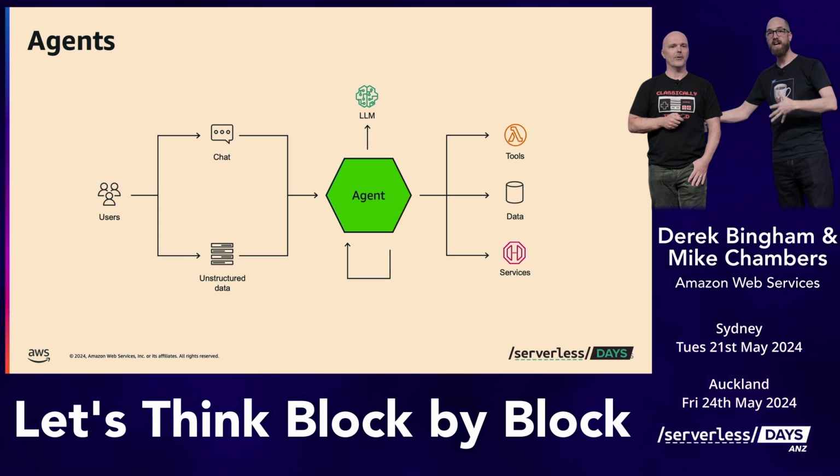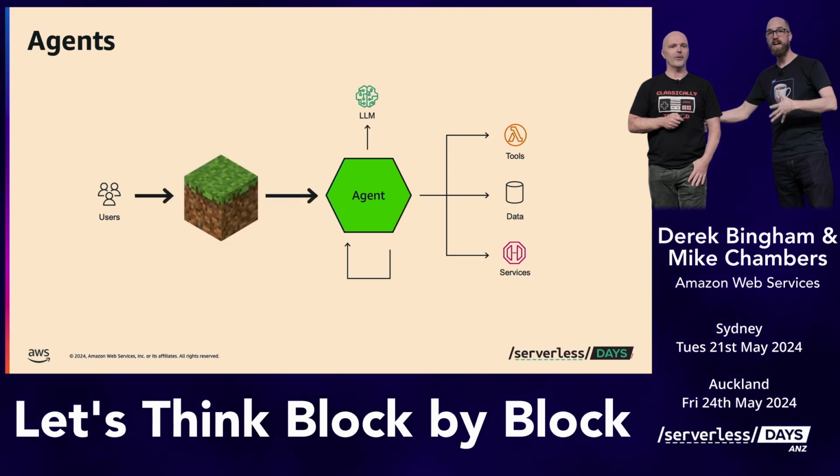Now, the important part of this diagram is the little arrow at the bottom. Which is telling the agent that it can apply what it's learned to itself, which is very, very important. This diagram's boring, Derek. It is, Mike. Let's make it more interesting.